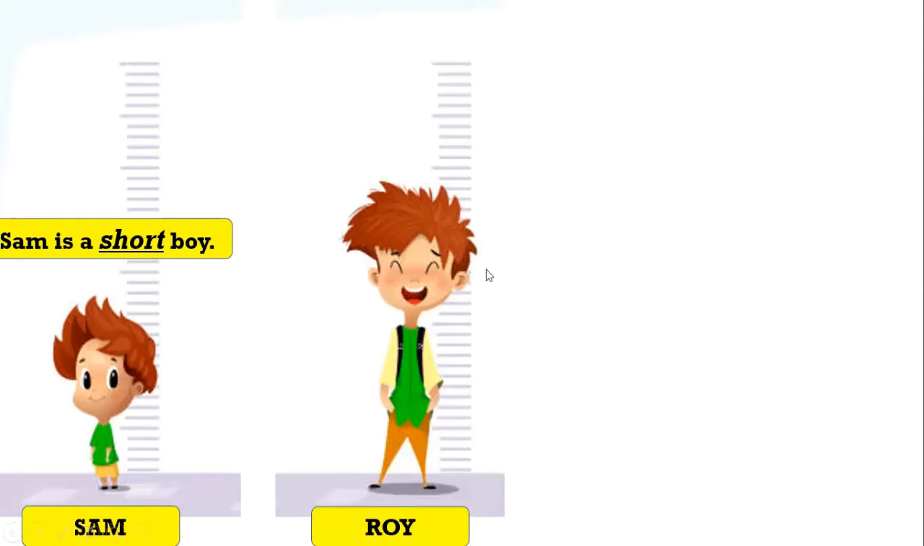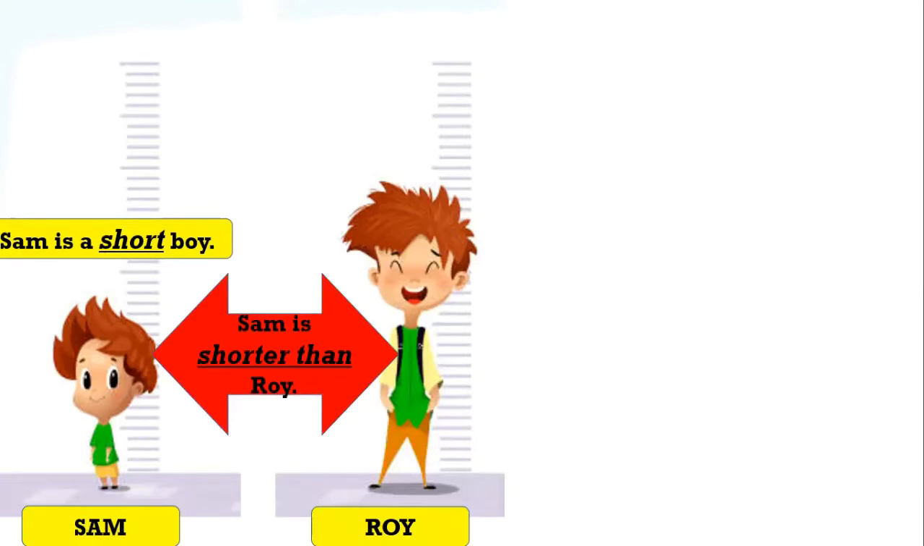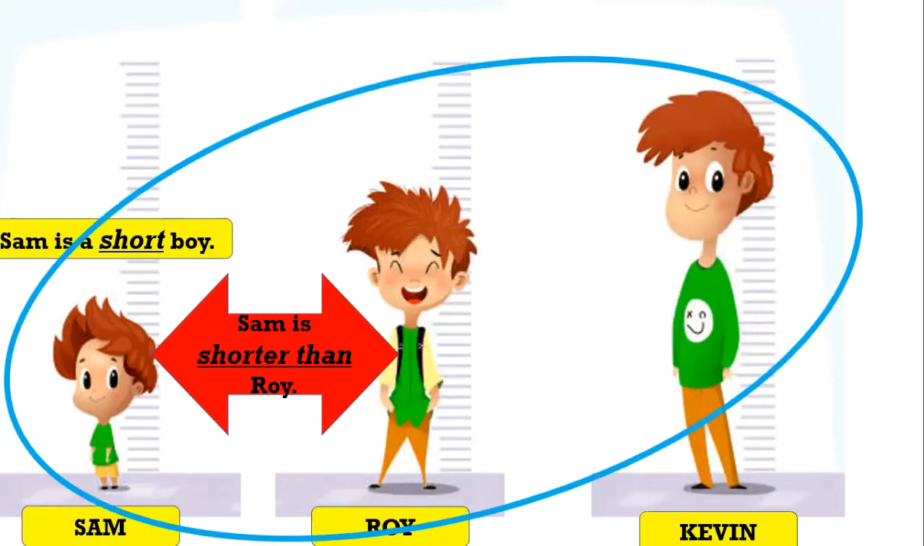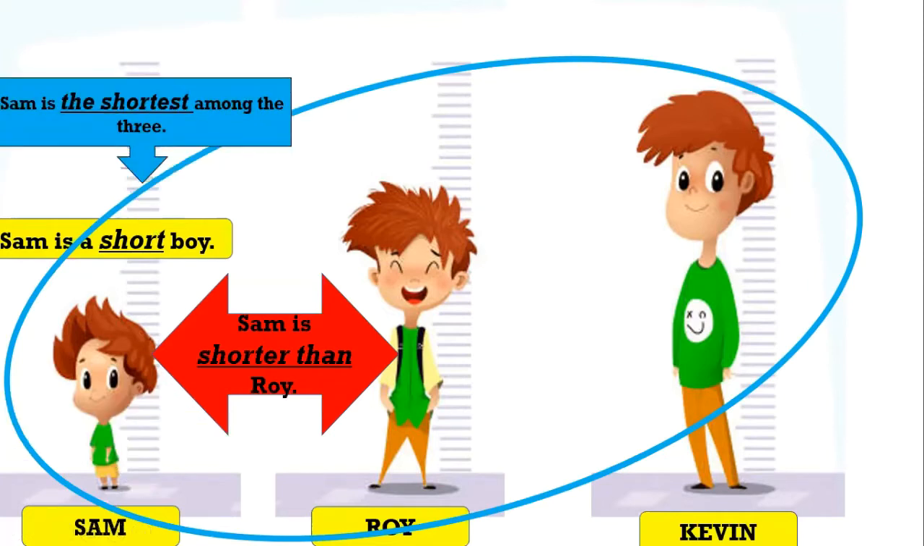So now when you compare these both, who's shorter here? When you compare, Sam is shorter than Roy. Then now there's one more boy. His name is Kevin. So now when you compare between these three, who is the shortest here? He's short, he's a bit taller, he's the tallest, okay? So now we are talking about short, right? Sam is the shortest among the three.